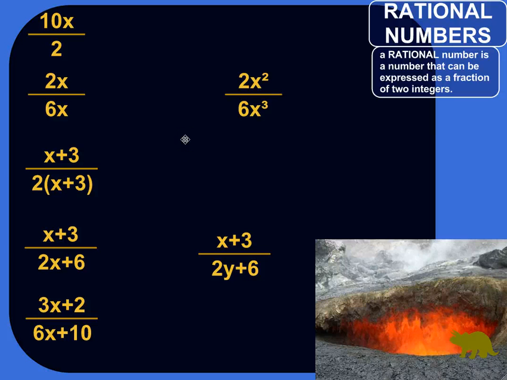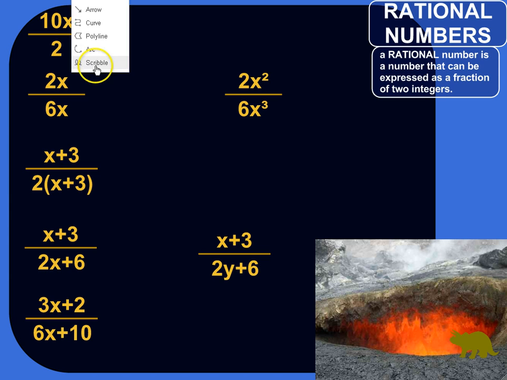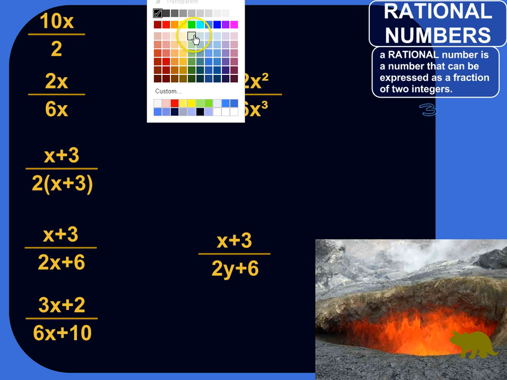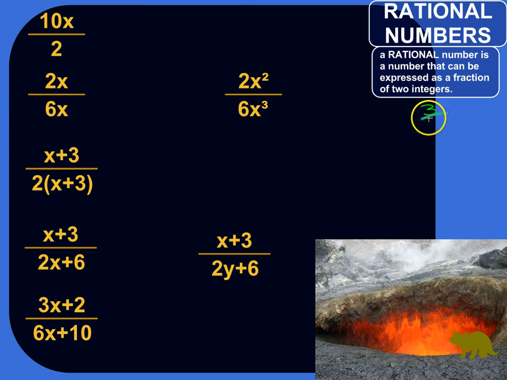All right, so let's work on simplifying rational expressions. But before we simplify rational expressions, let's figure out what rational expressions are. A rational number is a number that can be expressed as a fraction of two integers, like 3 over 4 would be a rational number. And it comes from the word ratio, like the ratio of 3 to 4. Okay, so a rational expression would just be like 3x over 4.